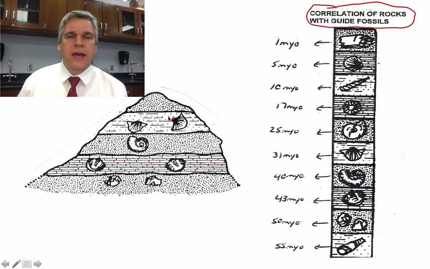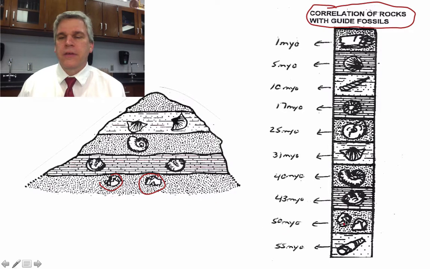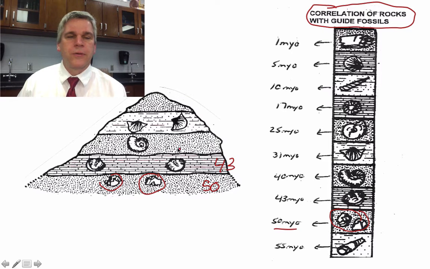So if we look at this rock layer, we see some guide fossils here, and we would simply match it up with our correlation of rocks. So we would say, oh, that's about 50 million years old. So we take a look at the next layer, and we see, well, that's about 43 million years old. And we take a look at the next layer, that's about 40 million years old, and this is 31 million years old.